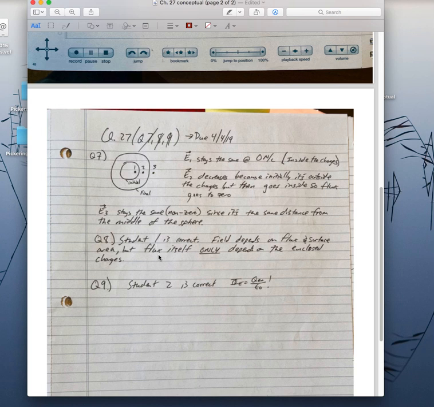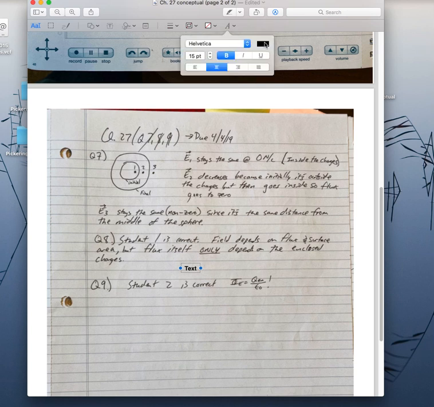Q8, student 1 is correct. The field depends on flux and surface area, but flux itself only depends on the enclosed charges. So field strength depends on those. And it goes back to the total formula for Gauss's law, just something like this.